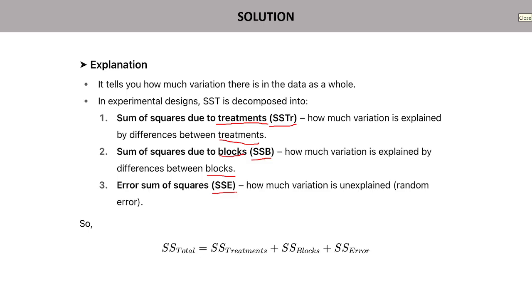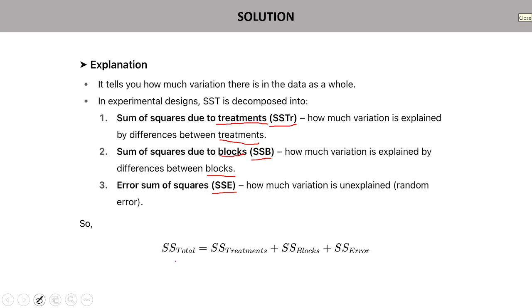So SSE will be the variation which is unexplained. In a randomized block design, there are multiple treatments inside each block, and there are multiple such blocks. So your total sum of squares will be, first, the variation arising due to the treatments in every block. Second, the variation arising due to different blocks. And third, if there is some variation that is unexplained, neither by the variation in the blocks nor by the variation in the treatments, that will be called SSE.